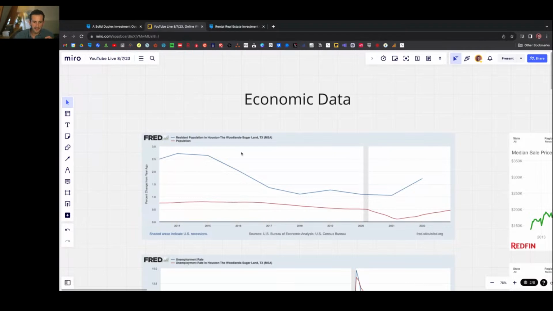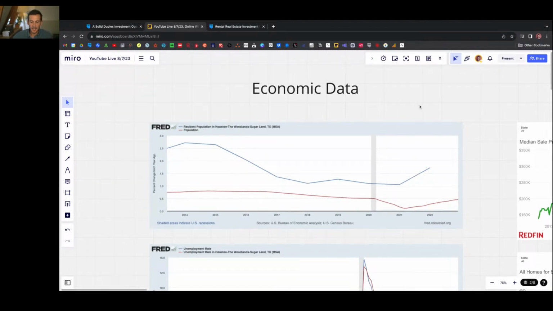And what I have here in this first chart compares the resident population in Houston, its annual growth rate, that's the blue line. And below that is the same data, population growth, but for the entire United States. And so what you can see here is that in Houston, resident population is growing significantly faster than the rest of the US. Check. That is very good for Houston.